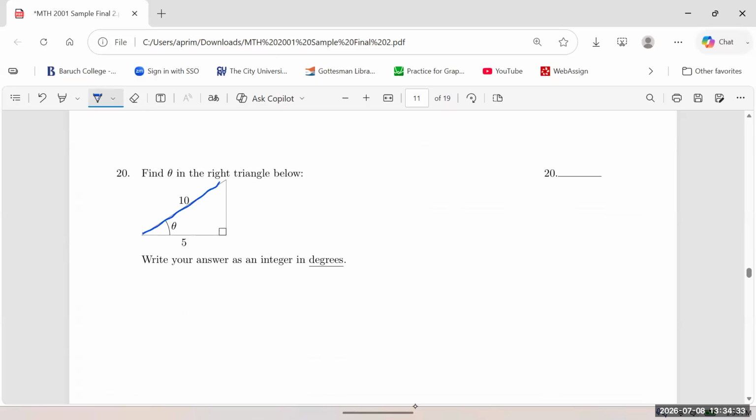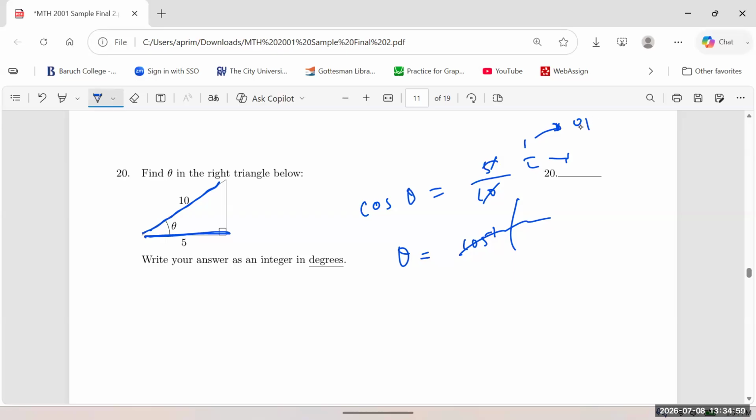Find theta. So hypotenuse and adjacent given. Which trig function? Cosine. Cosine of the angle is 5 over 10. So cosine inverse, or you don't need that. 5 over 10 is 1/2, right? Can you make a triangle? Which triangle has adjacent 1 and hypotenuse 2? 60 degree, right? So angle is 60 degree. And they mentioned degree. So we are done.